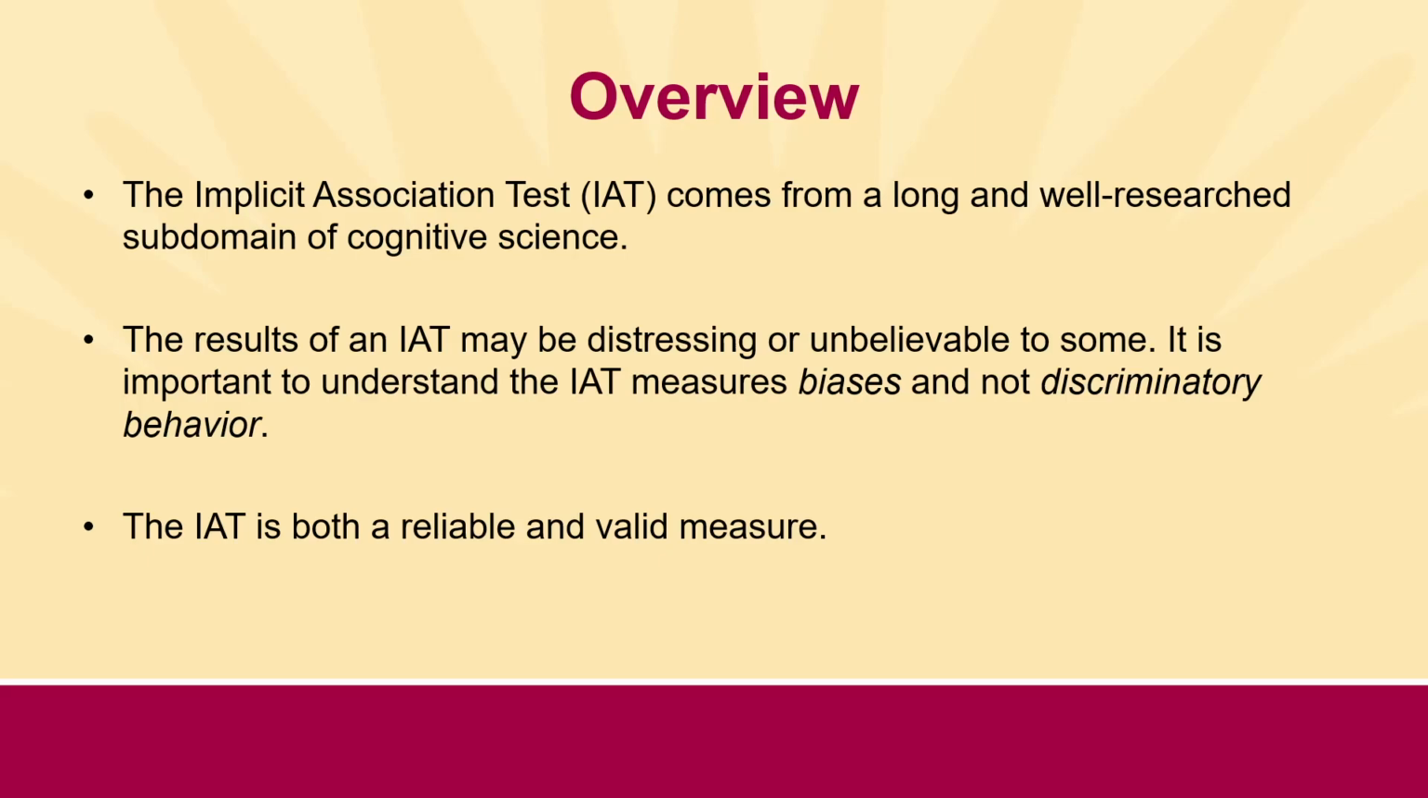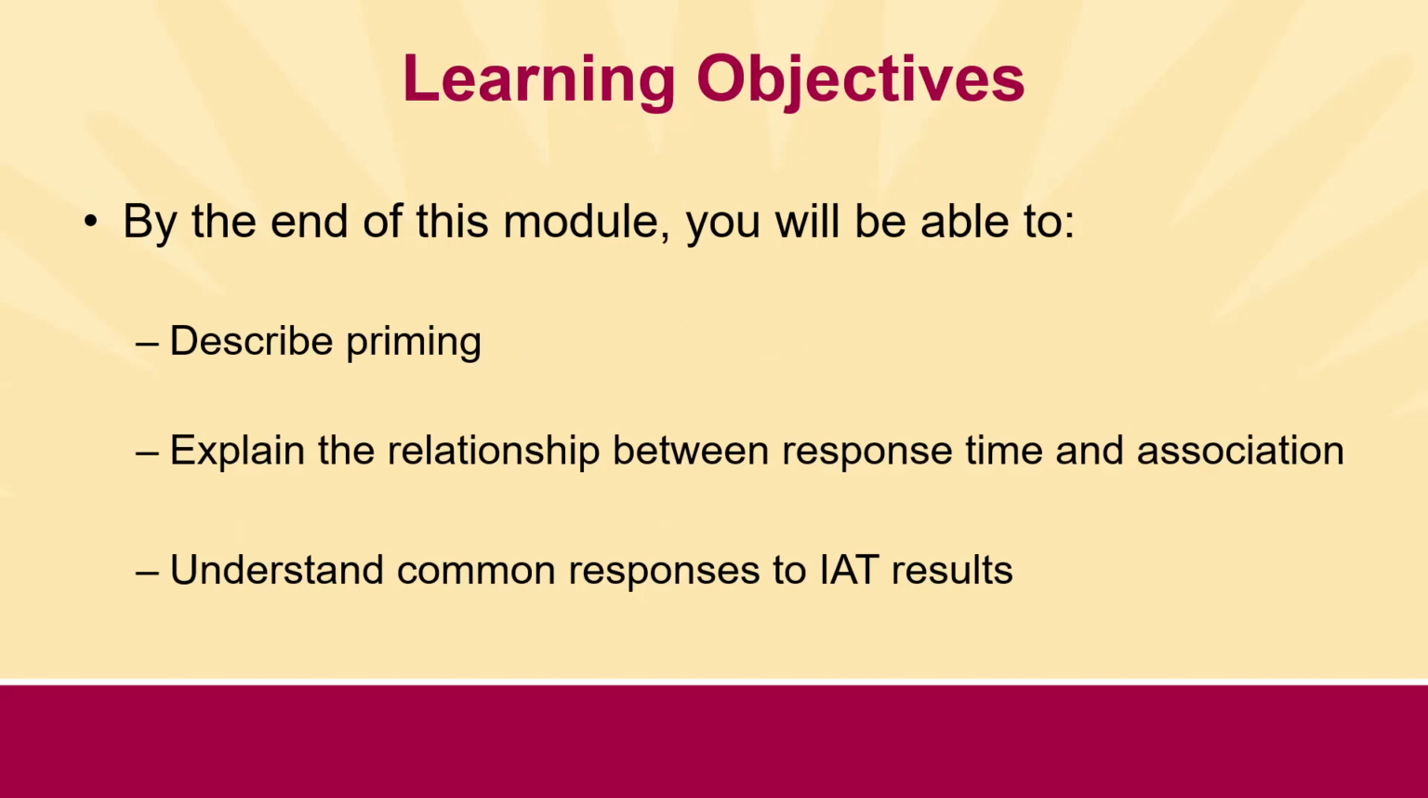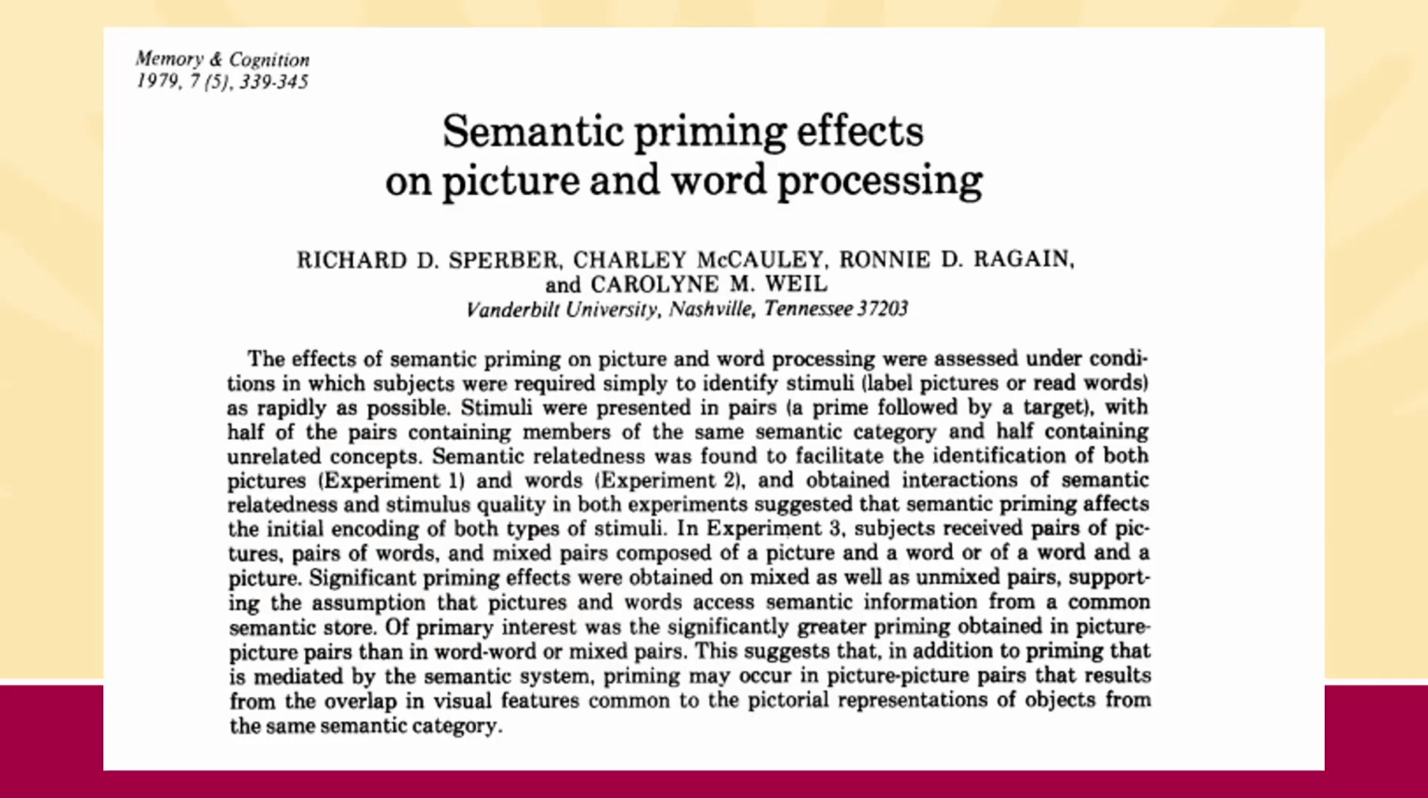The results of an IAT might be distressing or unbelievable when you get them. It's important to understand that the IAT measures biases and not overt discriminatory behavior. It's also been shown that the IAT is reliable and valid in several different studies, so dismissing the results of an IAT is not the correct way forward after getting your results. By the end of this module, you'll be able to describe priming, explain the relationship between response time and association, and understand common responses to IAT results.